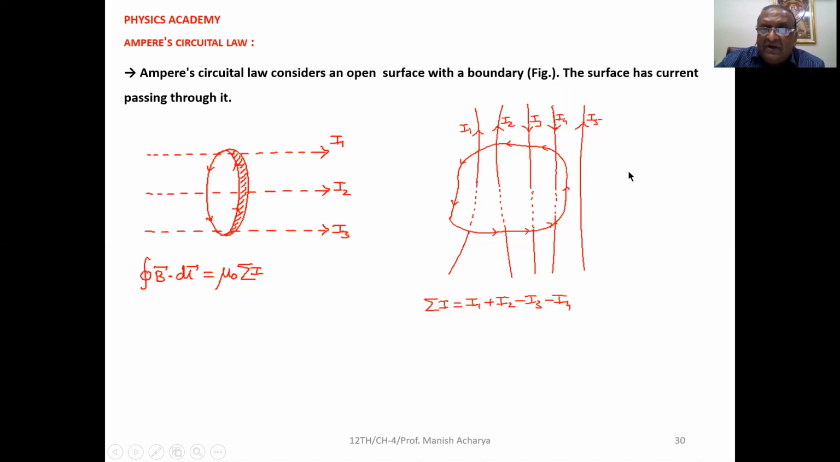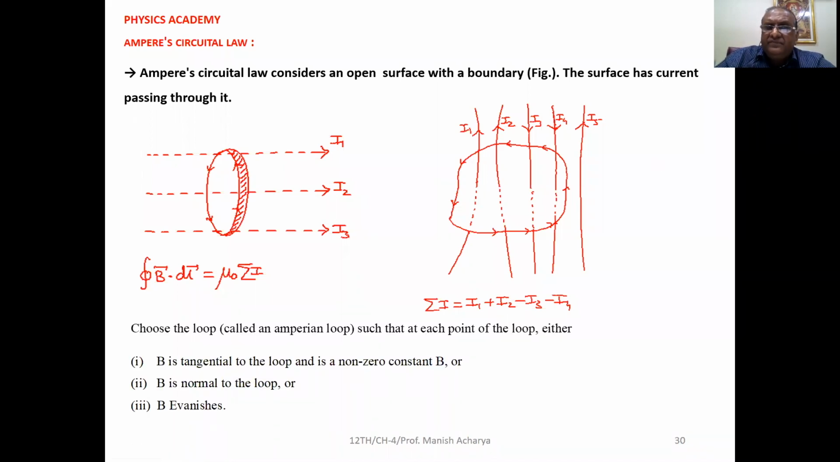So in this particular case, you can write sigma I is equal to I1 plus I2 minus I3 minus I4. So in this way, you have to take this sigma I. This is the Ampere circuital law. Clear?